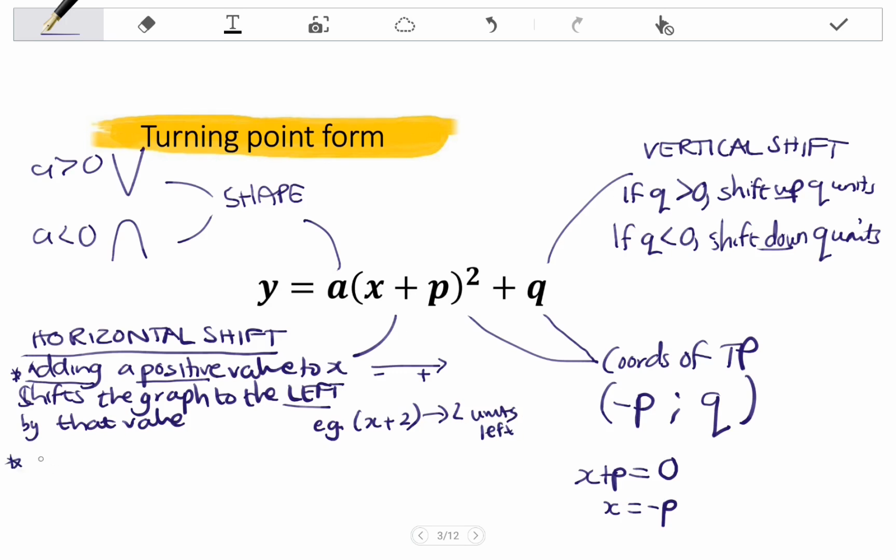In contrast, if I add, so adding a negative value to x, shifts the graph to the right.